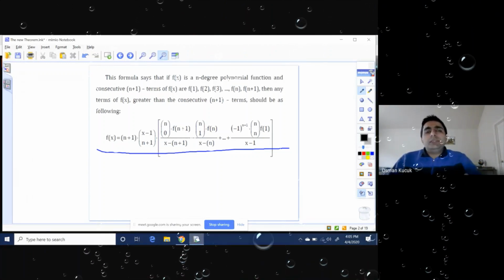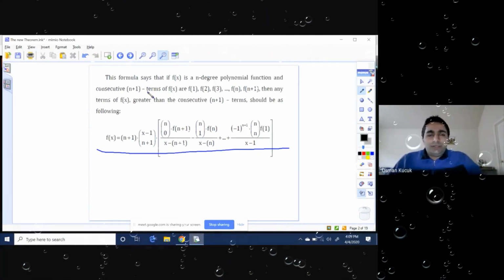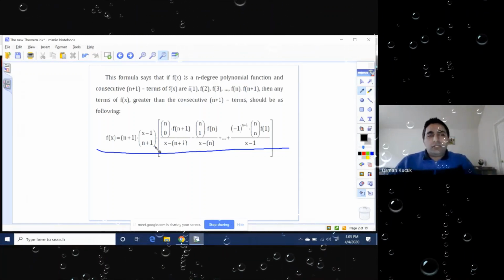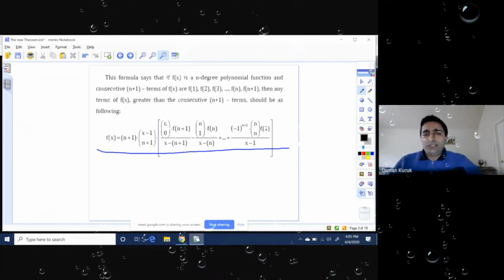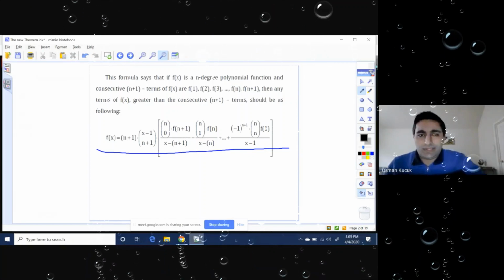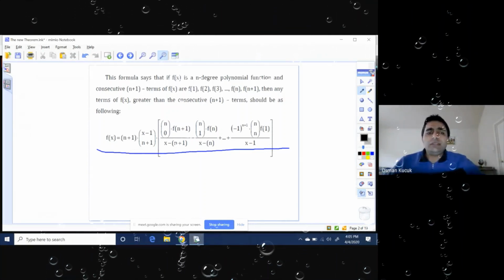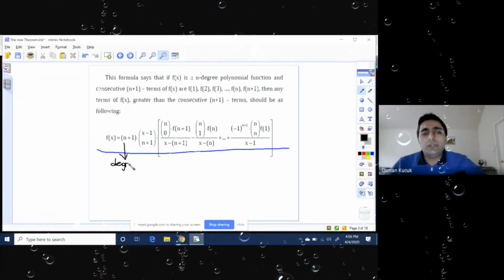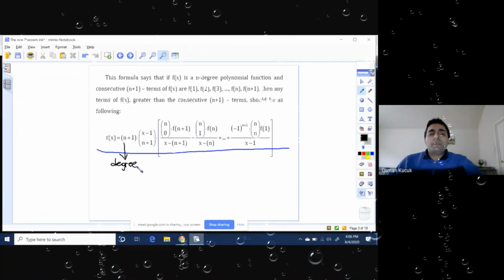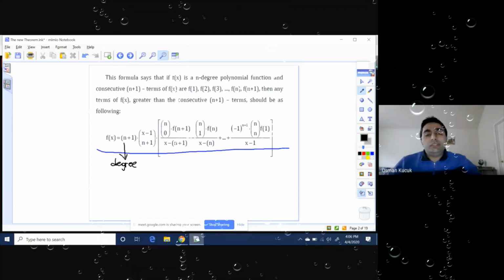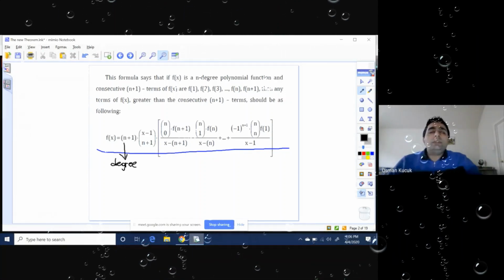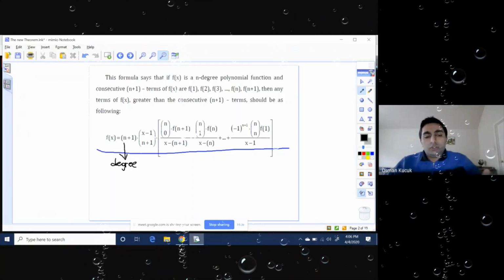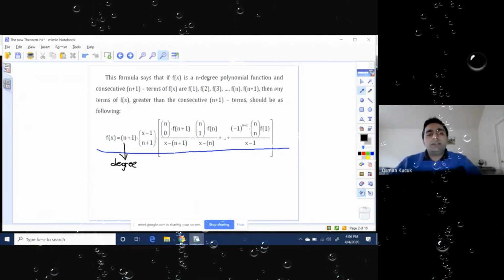Okay, the formula I mentioned in the beginning of the video was this. You can pause the video and read it. I will just explain what these unknown letters are representing. In this formula, n is representing the degree of the sequence. For example, if you have a quadratic sequence, the degree of it is 2. And if you have a cubic sequence, the degree of it is 3.